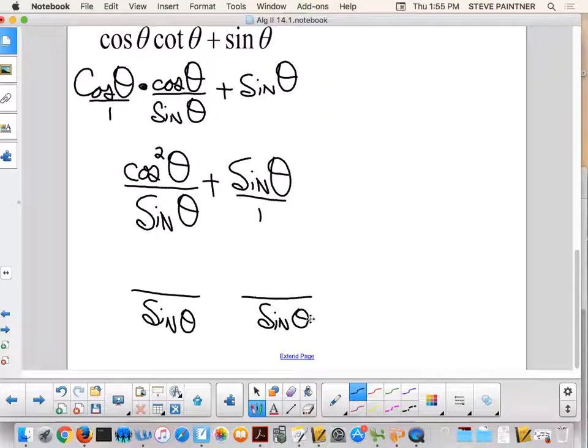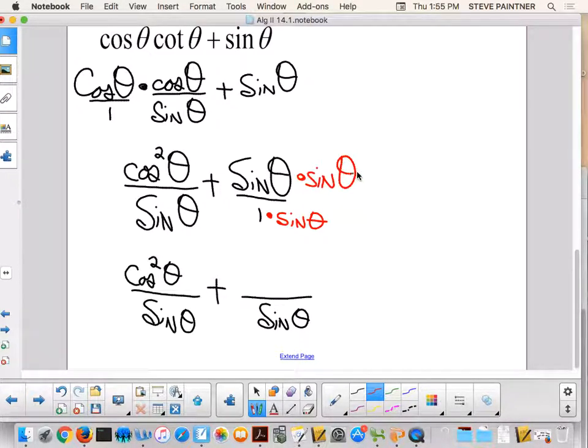Okay, do you even have to change this fraction? No, it's already over sine, don't change it. This one, you do have to change. Multiply the 1 by what to make it sine? Sine of theta times 1 is sine of theta. Do it again up top: sine of theta times sine of theta. Sine squared.